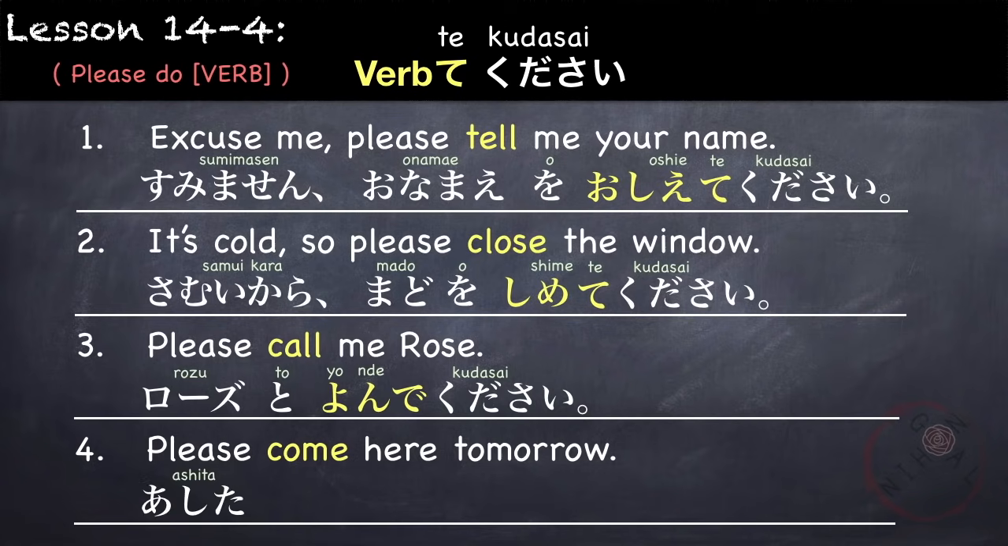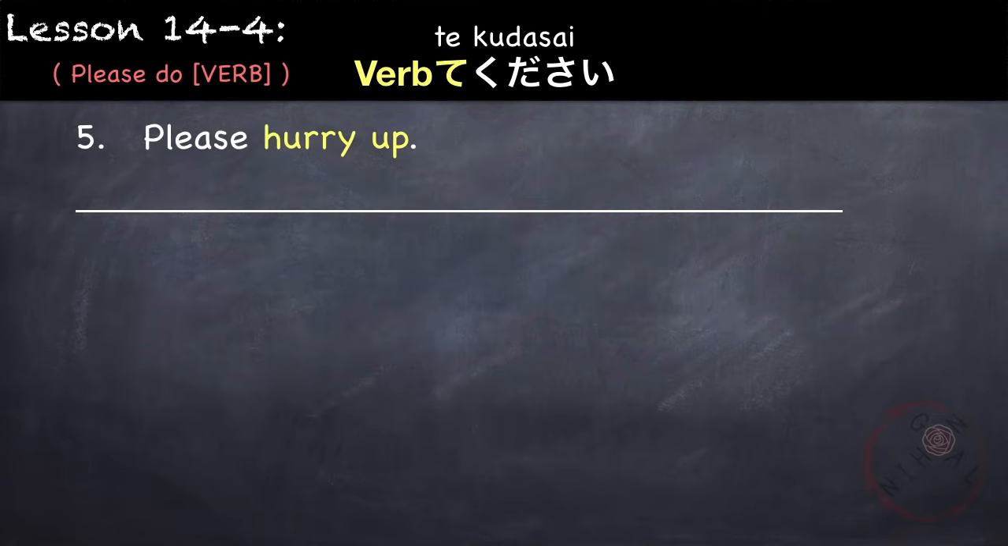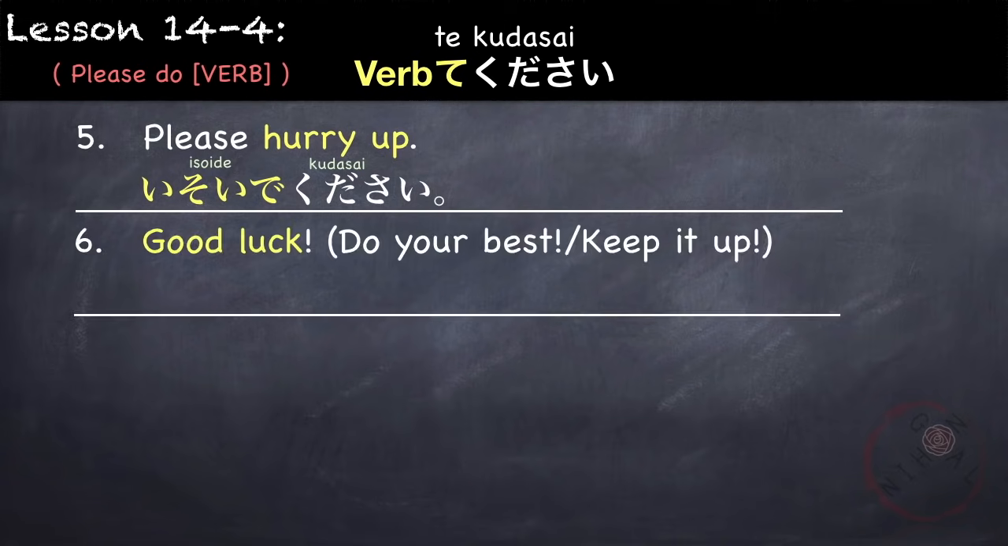Please come here tomorrow. Tomorrow, 明日. Here, ここに. Come, 来てください. 明日ここに来てください. Please hurry up. Hurry up is 急ぎます. So it becomes 急いでください. Good luck. Do your best or keep it up. Good luck is 頑張ります. In the te form, it becomes 頑張ってください.